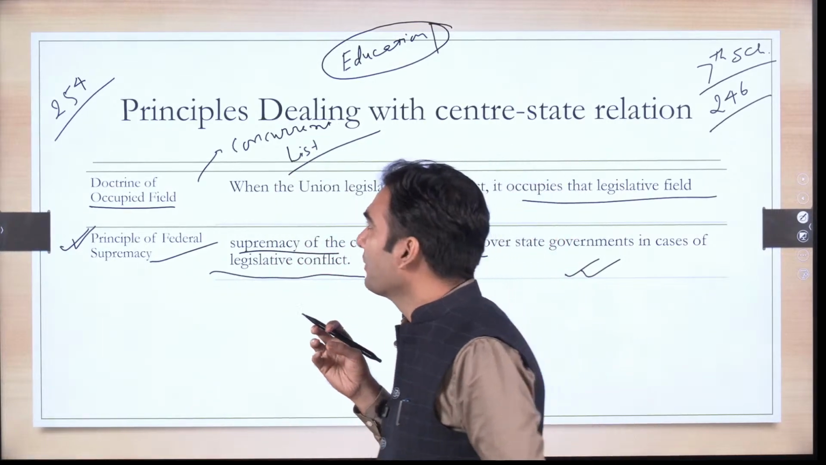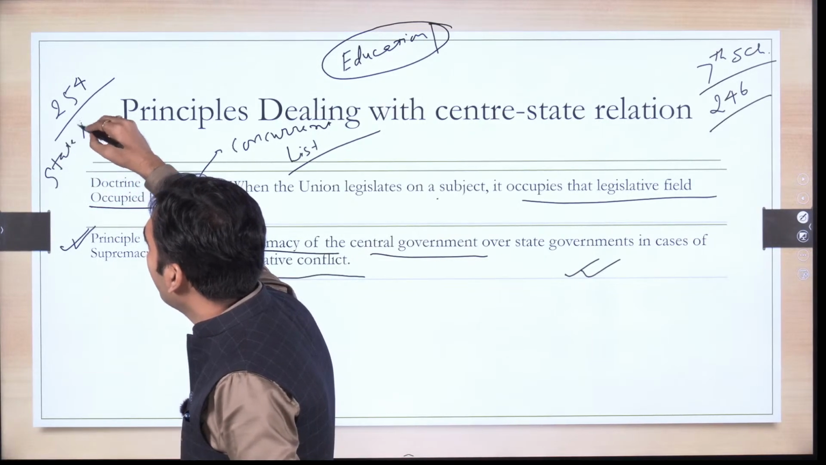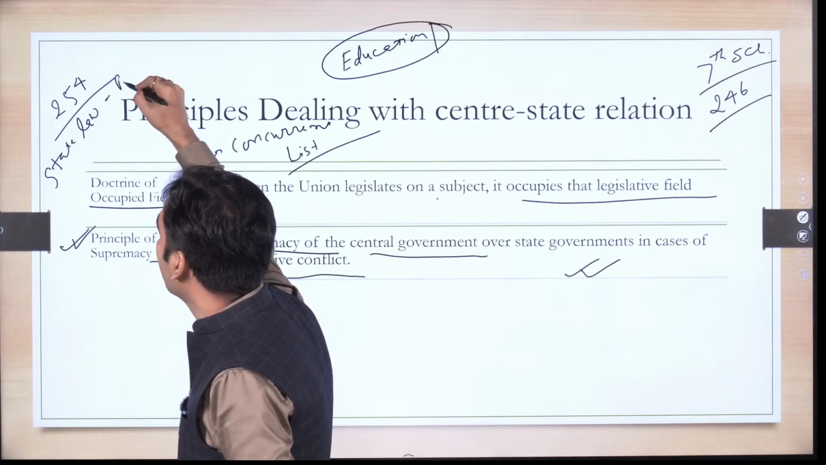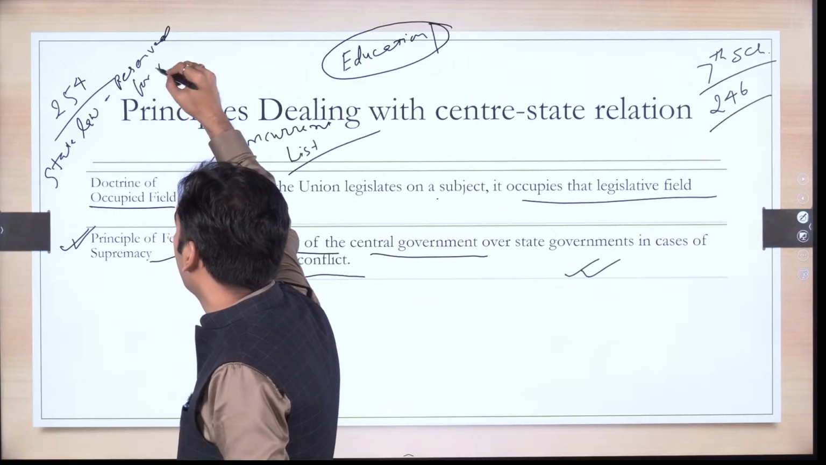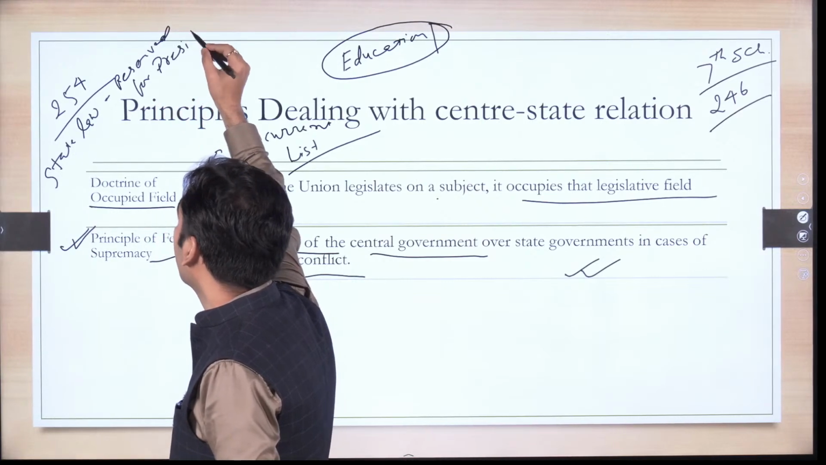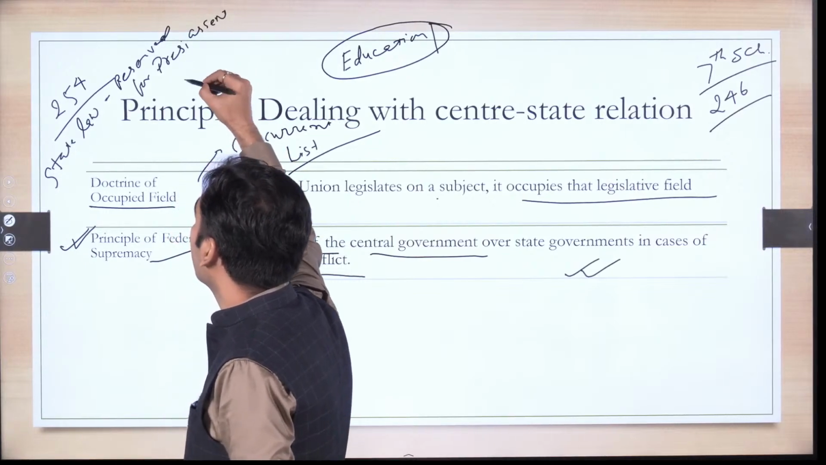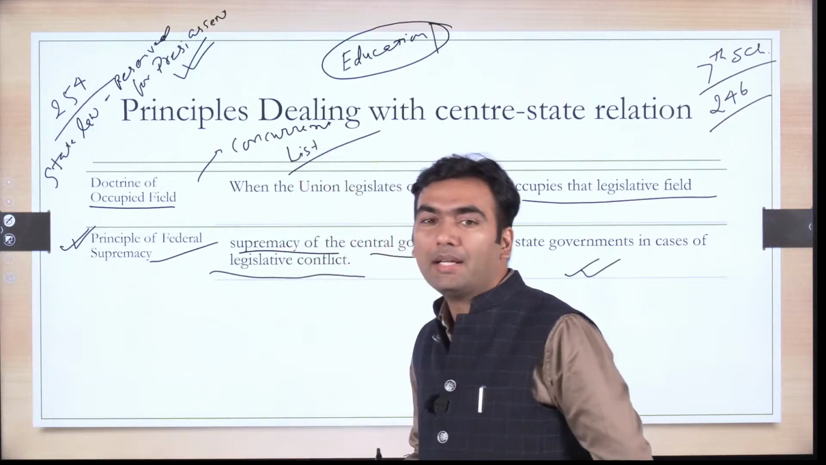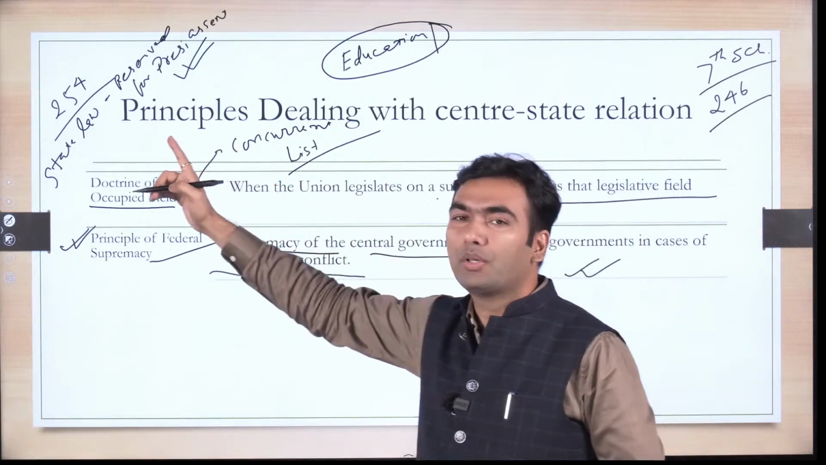At the same time, we have also seen that in case a state law is reserved for president assent. Normally a state law will get the assent from governor, but in case it is reserved for president assent and then it gets assent from the president, in that case for that particular state, that state law would prevail.